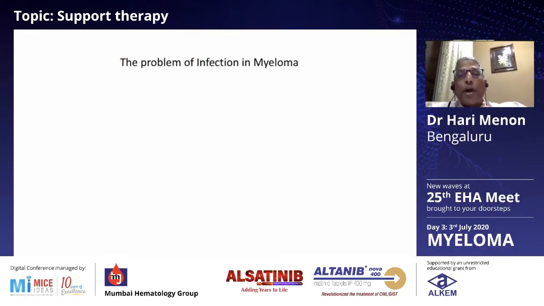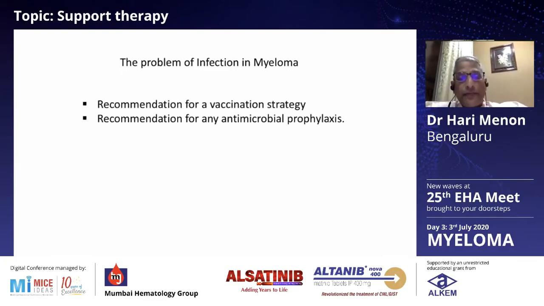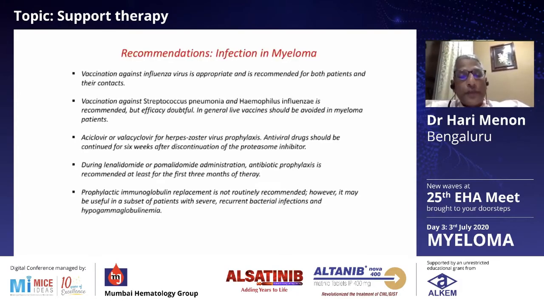So the problem of infection in myeloma, recommended vaccination strategies, antimicrobial prophylaxis, there is an emerging role for the use of levofloxacin in these patients. Studies have shown that it has decreased the infection rates in myeloma patients. Selective use of immunoglobulins. Vaccination is an important strategy, especially against influenza virus, and is recommended. Vaccination against Streptococcus pneumoniae and Haemophilus influenzae is recommended, but efficacy is doubtful in these patients.